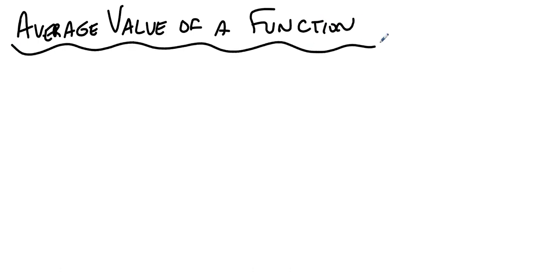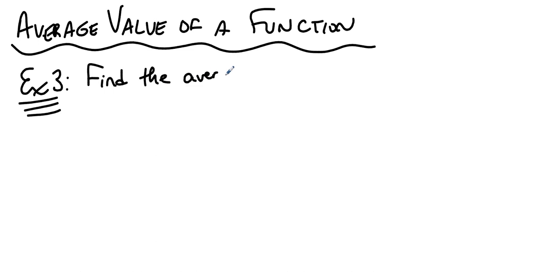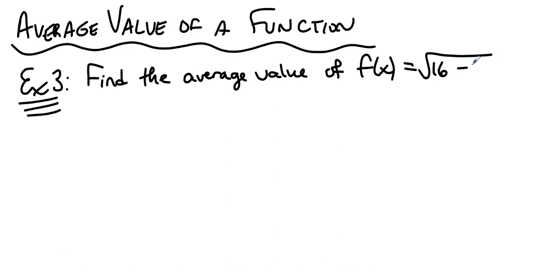One other thing for us to talk about before we go. The average value of a function. So let's see. Find the average value of f of x equals square root of 16 minus x squared on 0 to 4.